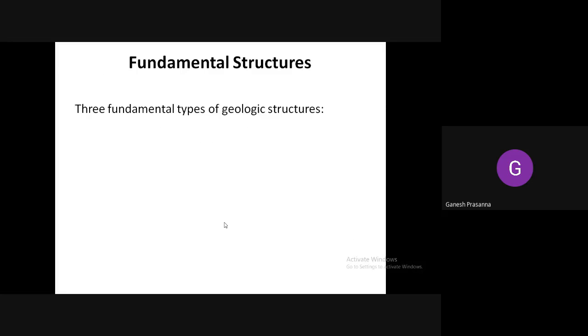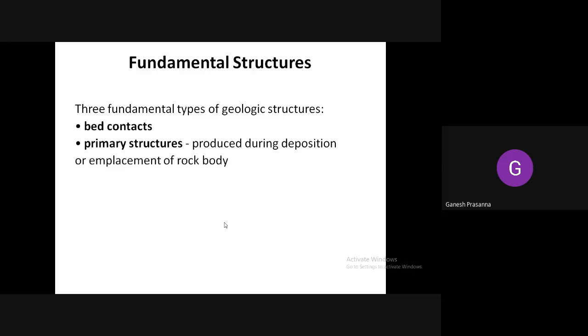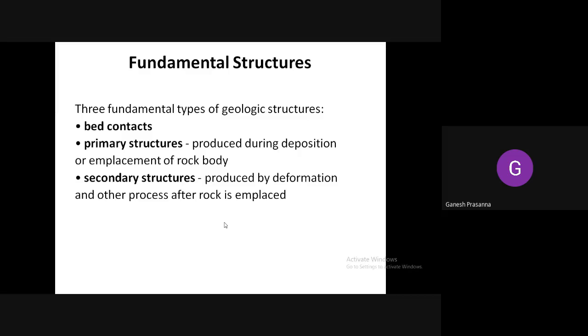Coming to the fundamental structures, there are three important fundamental types of geological structures: bed contacts, primary structures, and sedimentary secondary structures. Bed contacts are formed by the contact of two rock types, where two beds are joined against one another. Primary structures are produced during deposition or replacement of the rock body, and secondary structures are produced by deformation and other processes after the rock is formed.